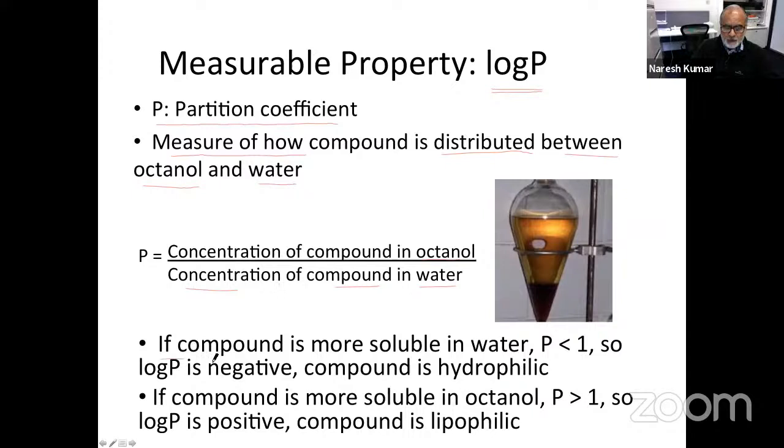Simply, if the compound is more soluble in water, that means the term at the bottom here is bigger, then this partition coefficient is going to be less than one, because this term here is bigger than the term at the top. So that means P will be less than one. If P is less than one and you take the log of that, you're going to get a negative value, because log P will be negative in this case.